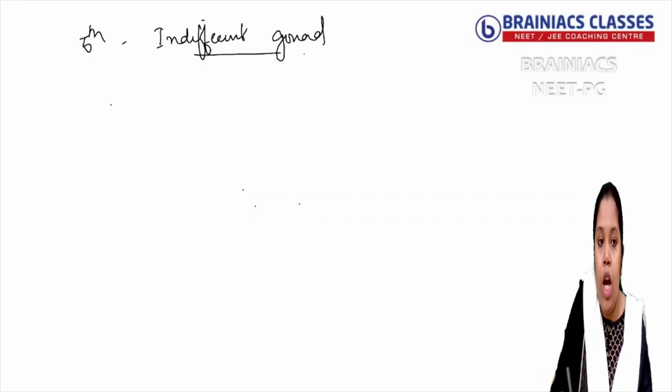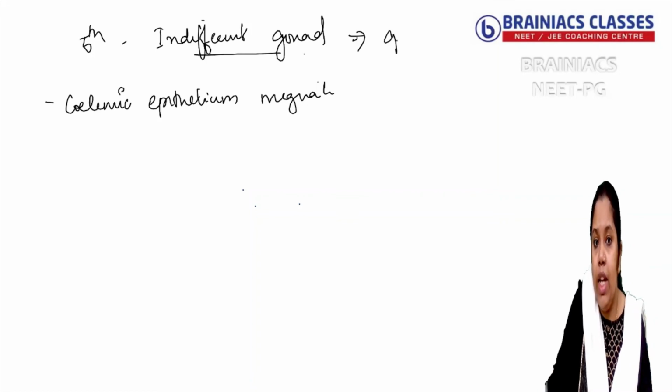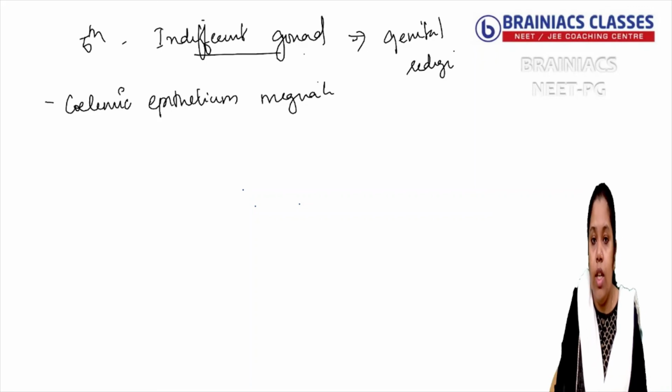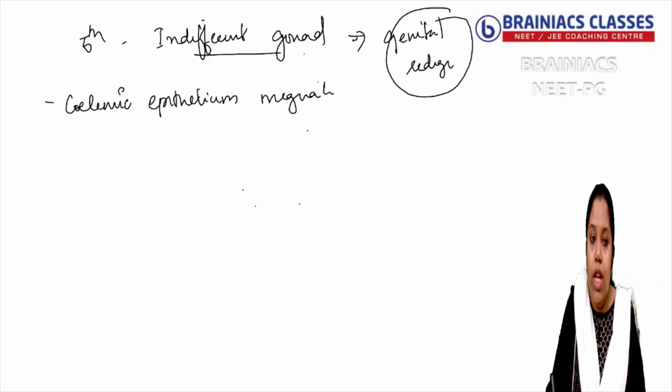In this gonad, the coelomic epithelium migrates. And from where is this gonad formed? It is from the genital ridge. The intermediate mesoderm will condense together to give rise to the genital ridge. To this genital ridge, the coelomic epithelium will migrate.